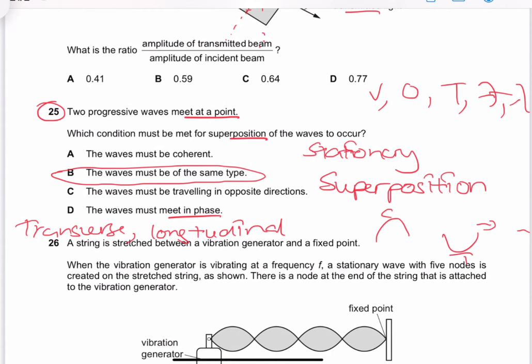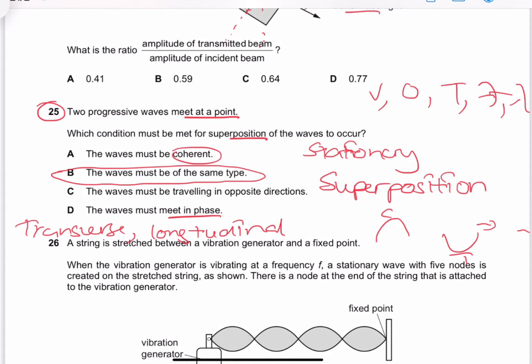So we have to be thinking about what is more important, right? Waves have to be of the same type. Two waves of different types can't superimpose, right? For coherence, well, it can form, but it's quite different because it's more a condition for interference itself to occur. But for superposition to occur, for two waves to add up, they definitely have to be of the same type, right?